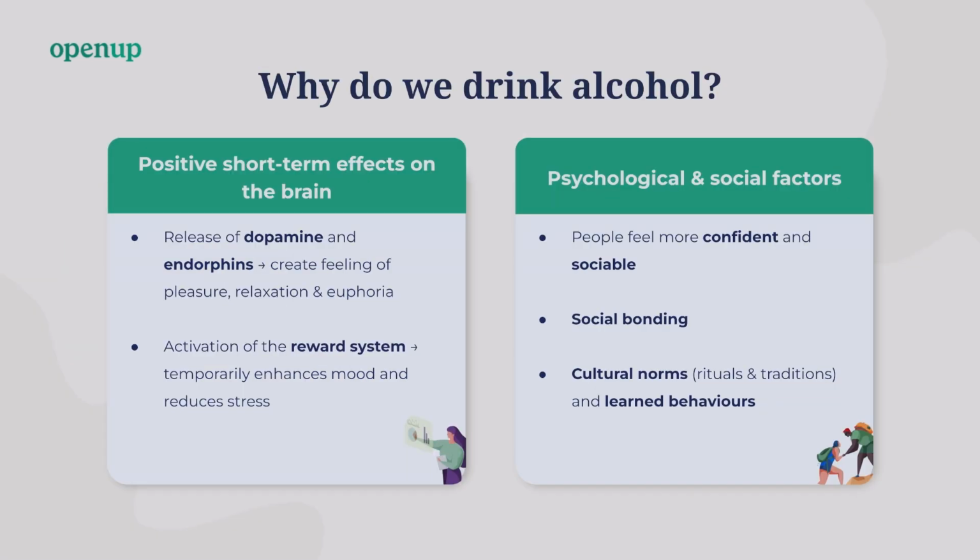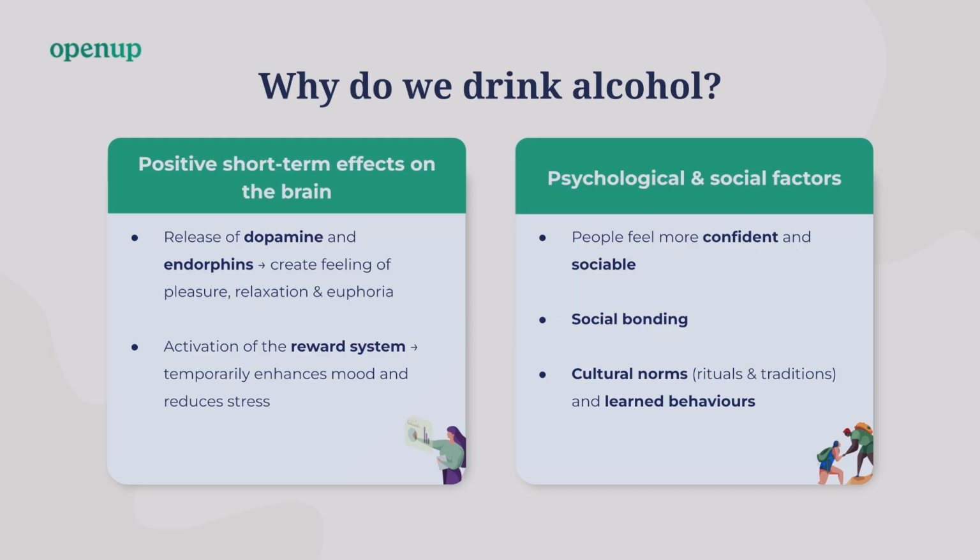So that covered, we want to talk about why we actually drink alcohol, because in the short term, we have the brain. Our brain really likes alcohol. It releases dopamine and endorphins, and this creates a feeling of pleasure and relaxation and euphoria, kind of like this cuddling feeling. You want to social bond. And also another effect is the reward system, because dopamine is a reward neurochemical substance that enhances mood and also reduces stress.